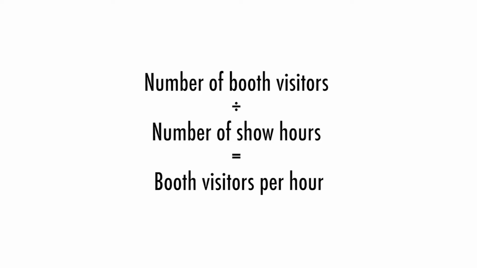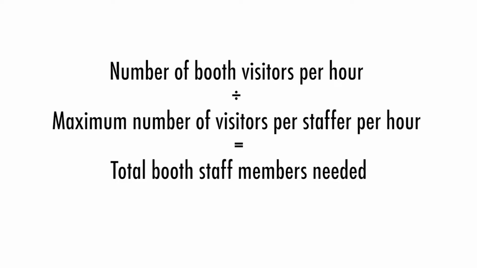Fortunately, there is a formula that is widely used to help the trade show coordinators get an idea of how many people you will need in your booth. The formula is as follows. Number of booth visitors divided by the number of show hours equals booth visitors per hour. Number of booth visitors per hour divided by maximum number of visitors per staffer per hour equals total booth staff members needed. Let's break that down a little bit.